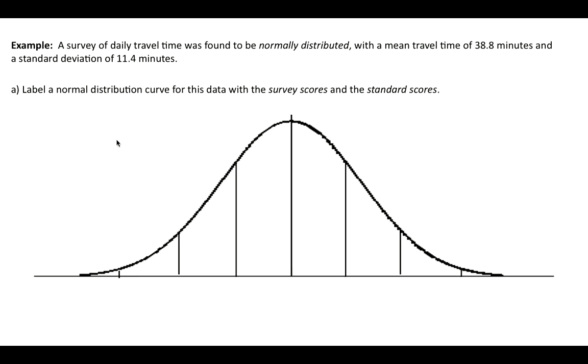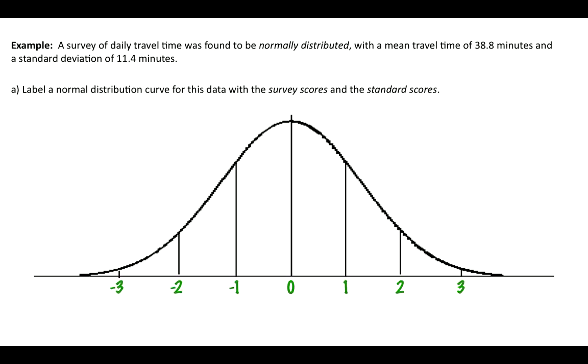Okay, so let's say a survey of daily travel time was found to be normally distributed. So this means some tests were done on the data and that it is approximating a normal distribution. We'll tell you that in terms of a test or a quiz or an assignment. We'll say this is normally distributed, so you know what to do. The mean travel time is 38.8 minutes, and the standard deviation is 11.4 minutes.